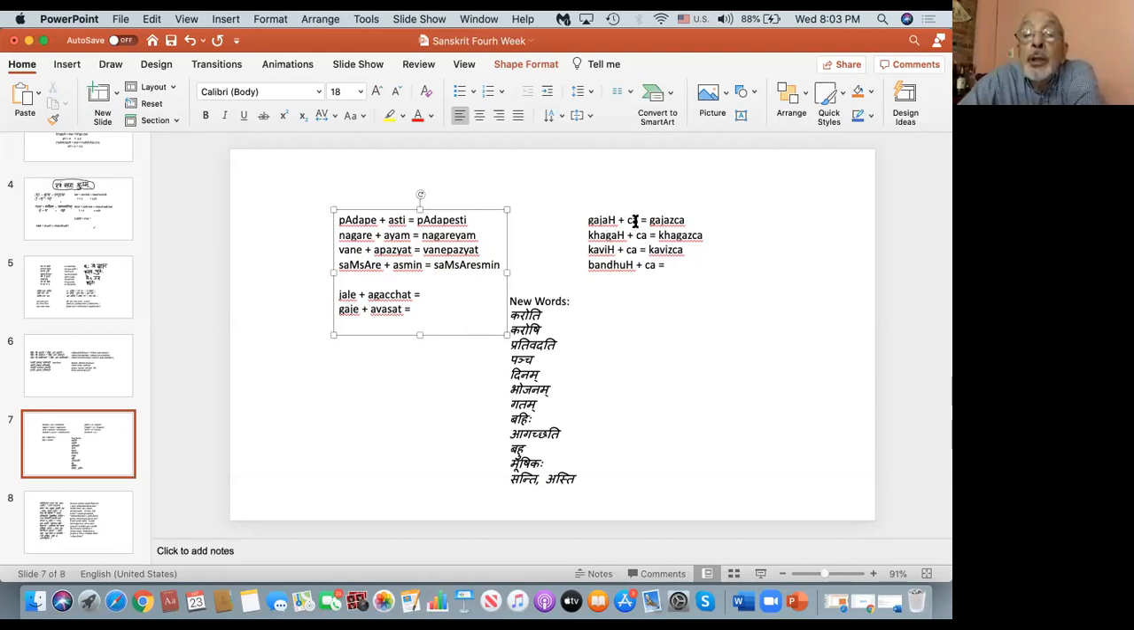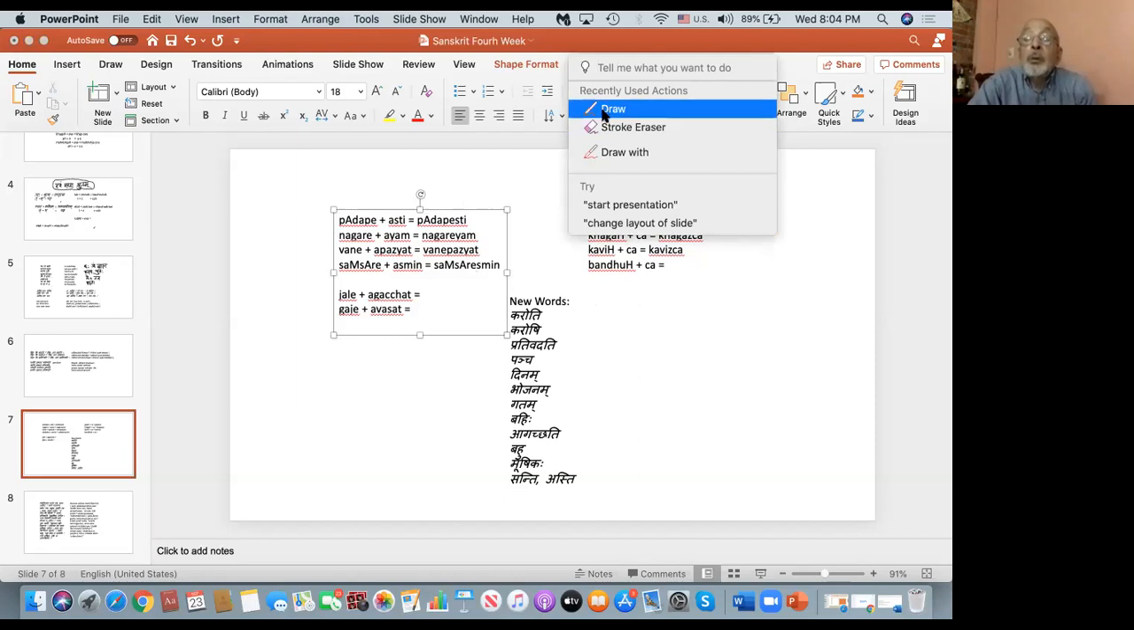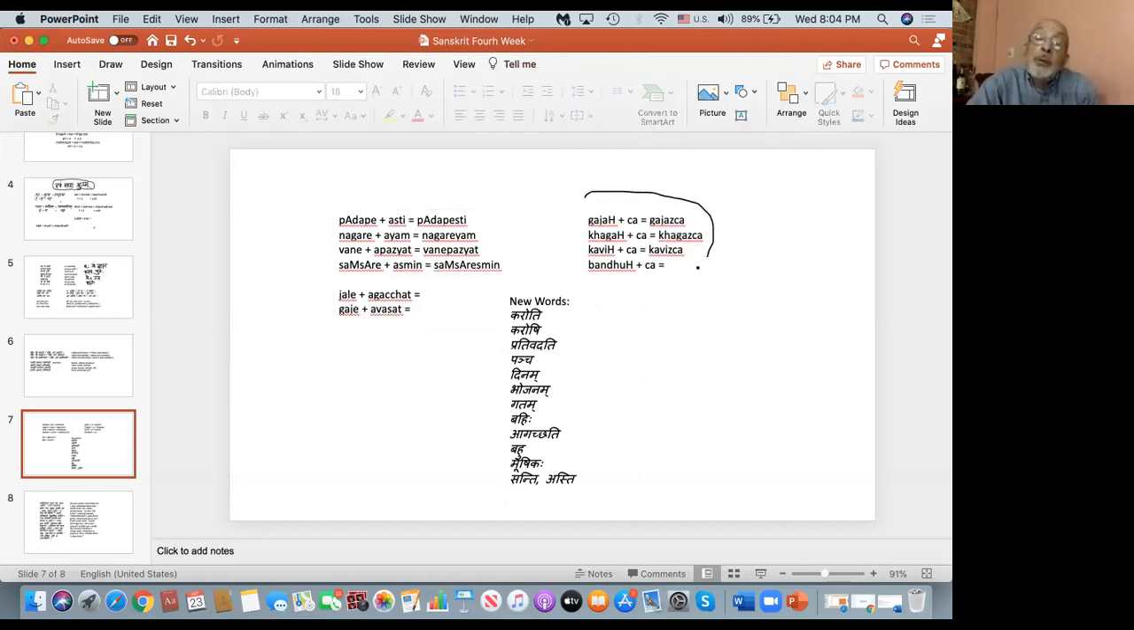Okay, now the next section of this page: gajaha cha. Gaja is elephant, cha, also. Gaja, elephant, cha, also, right? And the sandhi is gajashcha. This is visarga sandhi. Whatever you see here is vowel sandhi. Whatever you see here is visarga sandhi. This whole thing is visarga sandhi. This whole thing is vowel sandhi.